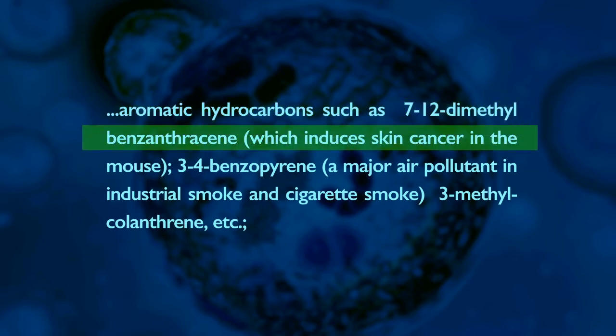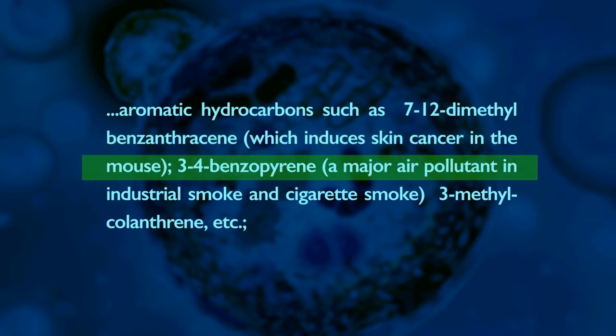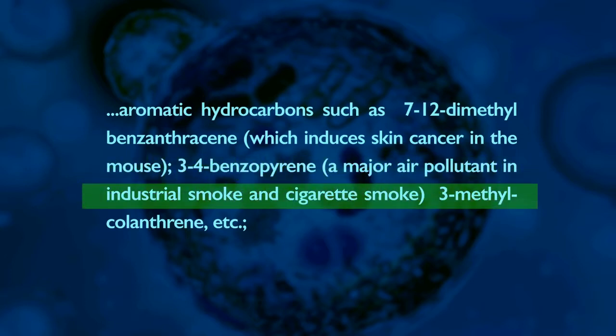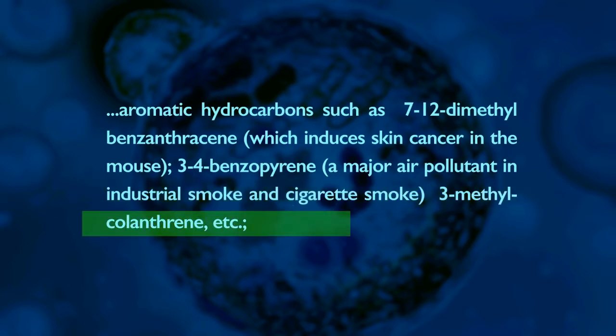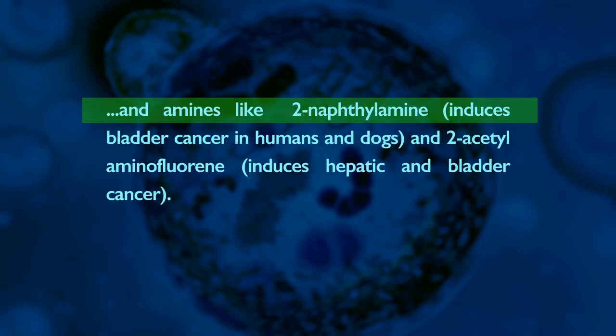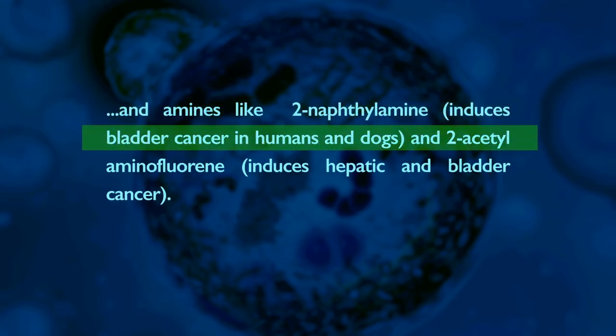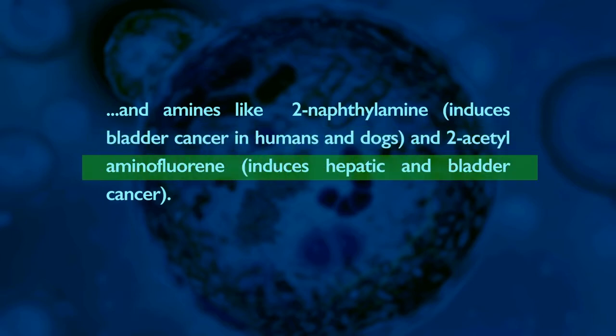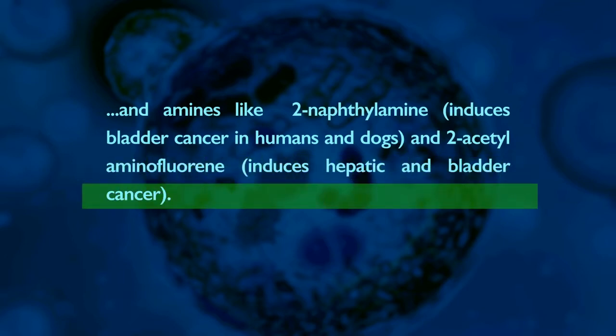7,12-dimethylbenzanthracene, which induces skin cancer in the mouse, 3,4-benzopyrene, which is a major air pollutant in industrial smoke and cigarette smoke, 3-methylcholanthrene, etc. And amines like 2-naphthylamine, which induces bladder cancer in humans and dogs, and 2-acetylaminofluorene, which induces hepatic and bladder cancer.